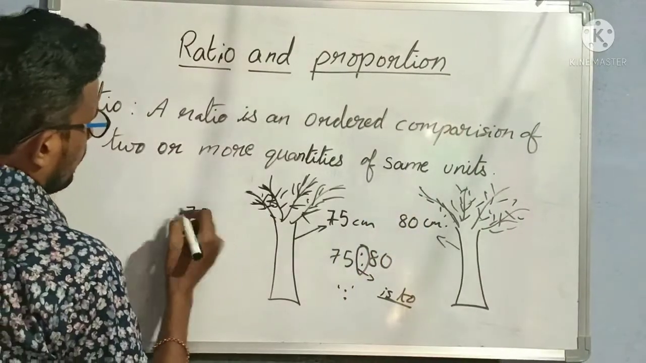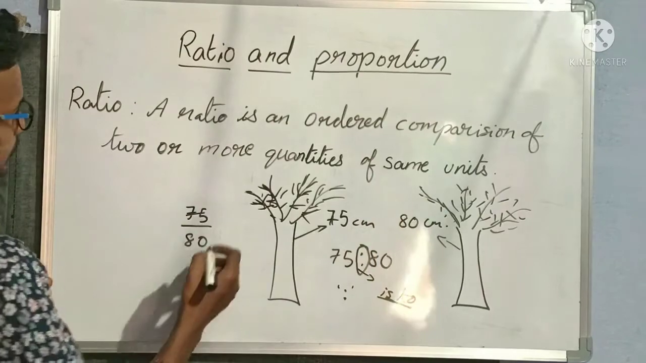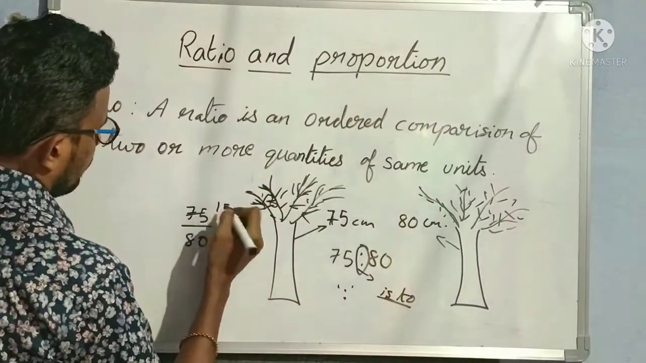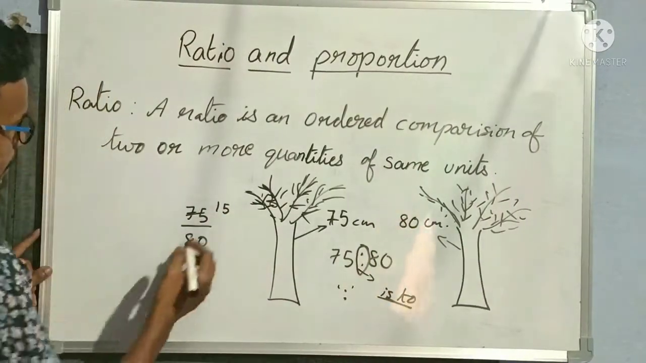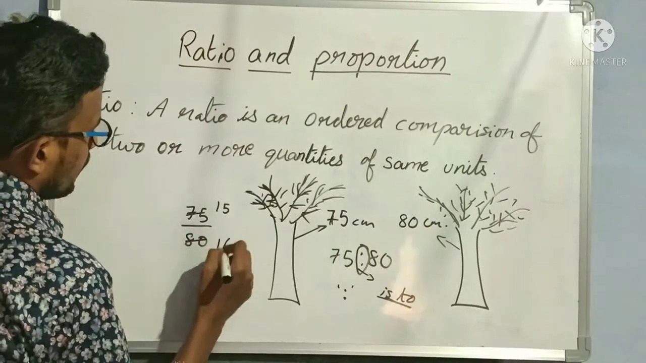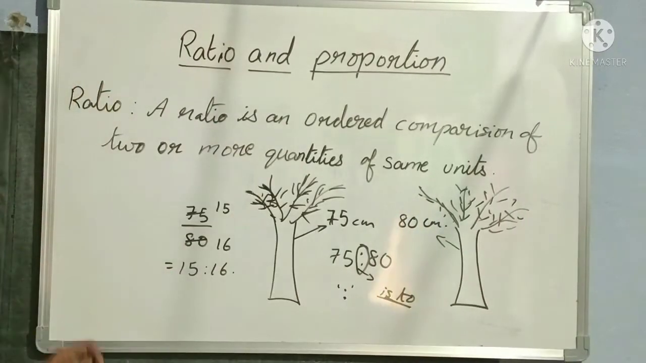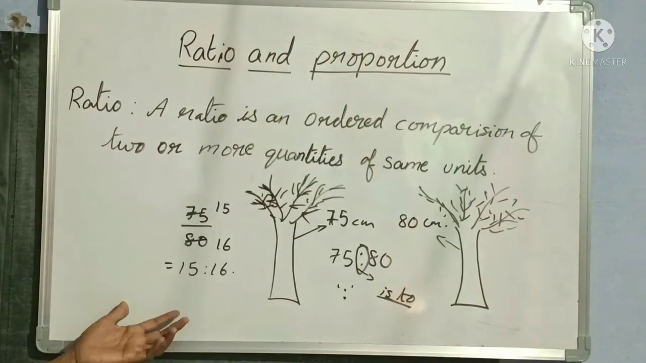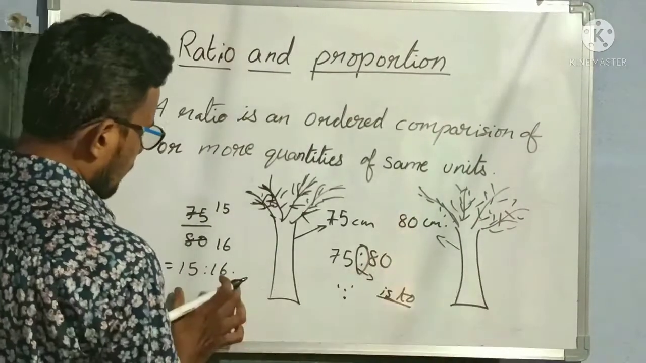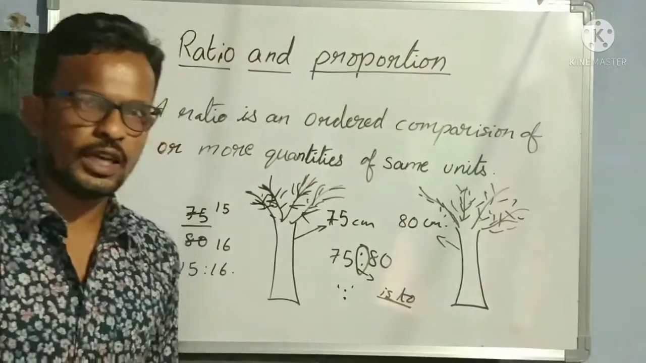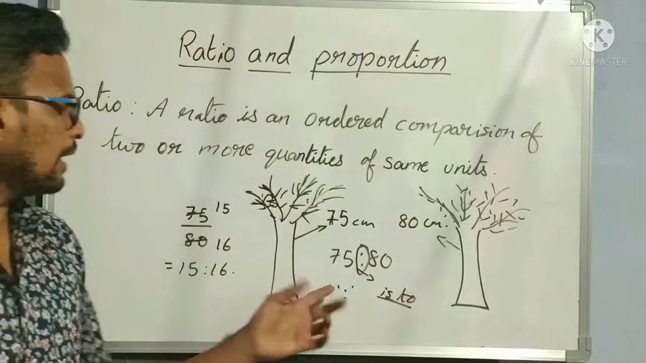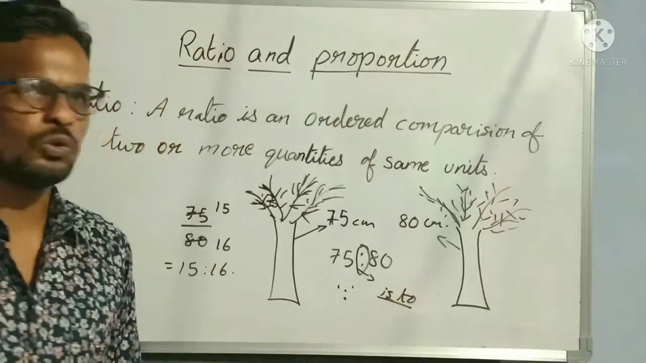So what is the cancellation here? 15 fives are 75, 16 fives are 80. So 15 is to 16. The ratio of the heights of the two coconut trees is 15 is to 16. Clear? So the symbol used for ratio is "is to".